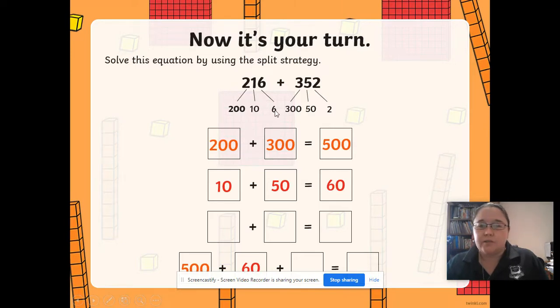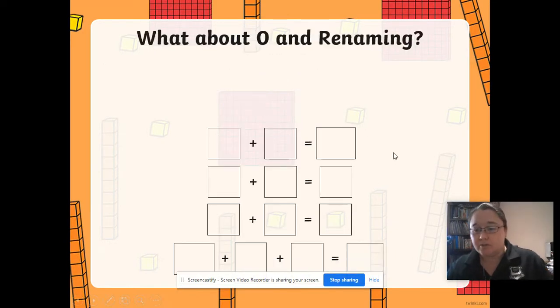Now we've got our ones column. So we've got 6 plus 2, and 6 plus 2 is 8, which gives us our answer down here. Now, as you can see, you've got 500 plus 60 plus 8, which are all down this column, and they've just been put in a nice little line down the bottom. So 500 plus 60 plus 8 equals 568. And you can do that nice and quickly in your head. I must admit the split strategy is one of my actual favourites that I use quite frequently. Same with the bridging to 10.